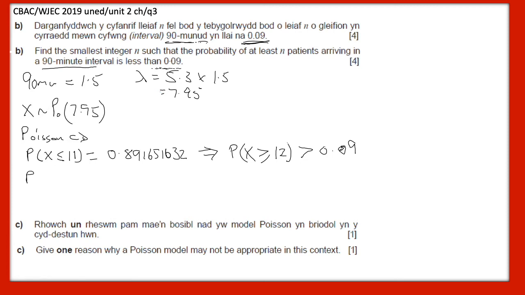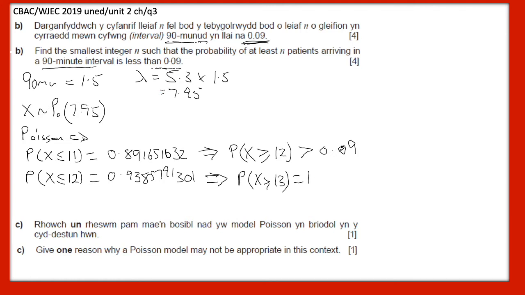So I'm going to move on to the next one, and in fact you don't have to put the whole lot in again. You can just press the equals again. So the probability that x is less than or equal to 12. So I just have to change the x to 12. My parameter stays the same. Press the equals again. This gives me 0.9385791301.